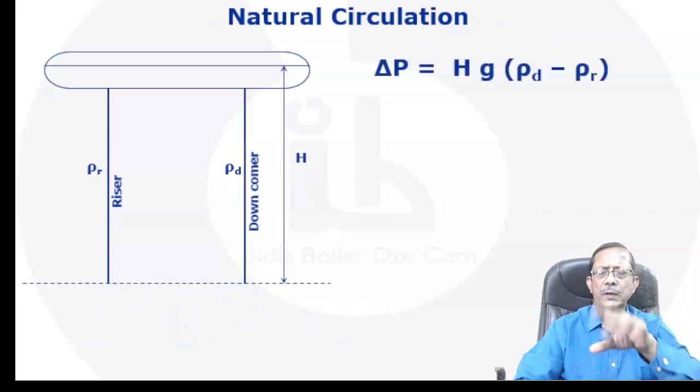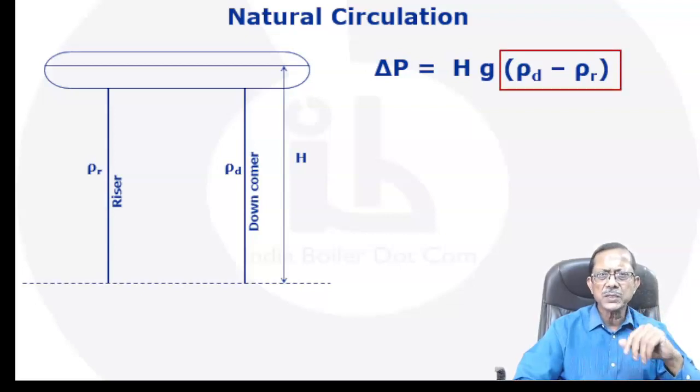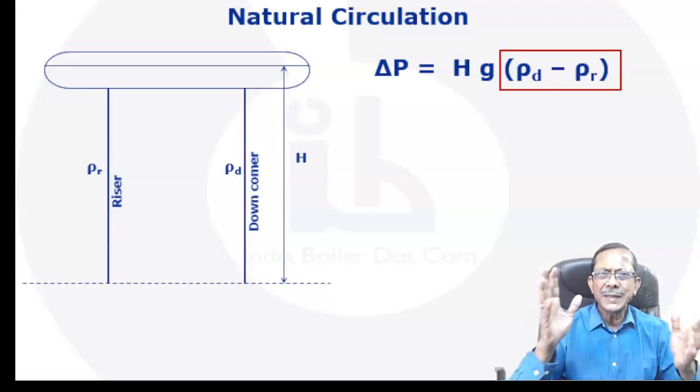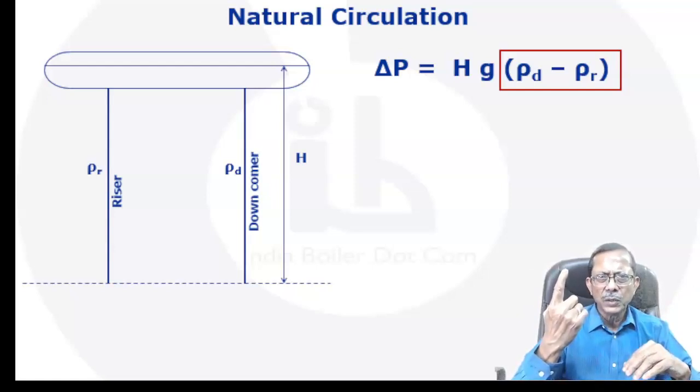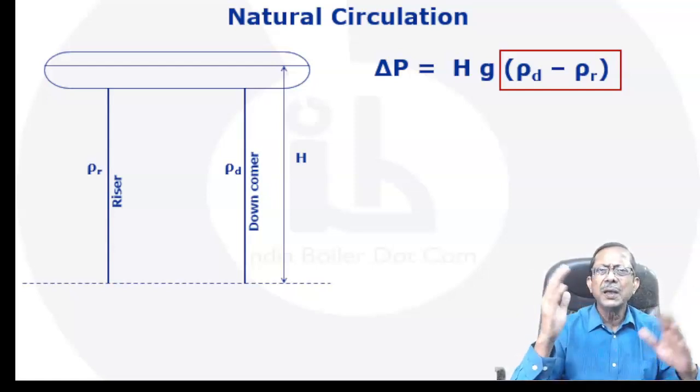Now let us focus on this particular equation of delta P, which is basically the motive force behind the circulation. We can see one thing, that when the density difference between steam and water goes down, this rho d minus rho r part will go down, therefore the delta P will go down, right? Now when the pressure goes up in steam, as we talked about in the last video also, the density difference between steam and water comes down. It becomes zero at critical pressure, right? Higher the pressure, lesser is the density difference.